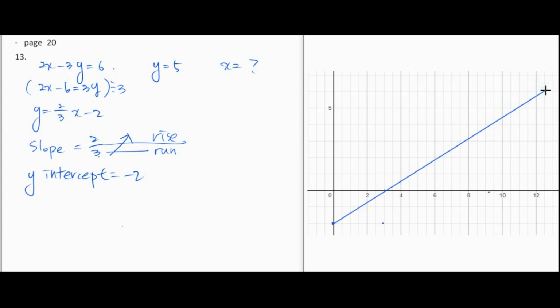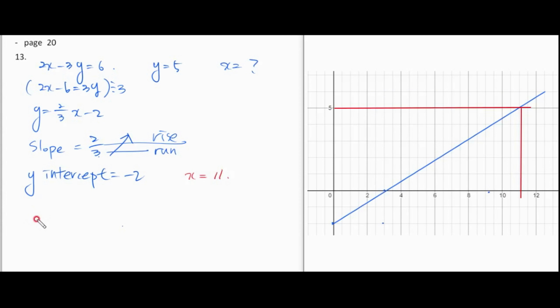And then it asks us, when y is 5, what's x? Right here, and again, try carefully. Then we can see that it's about 11. So we'll just write 11.